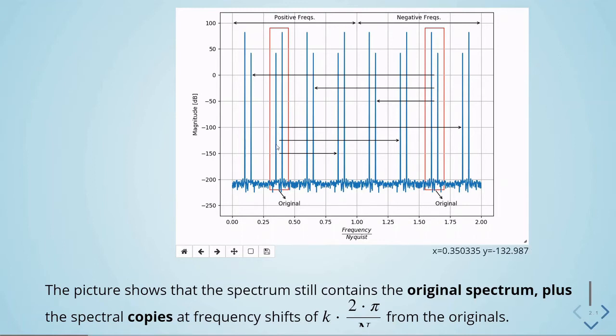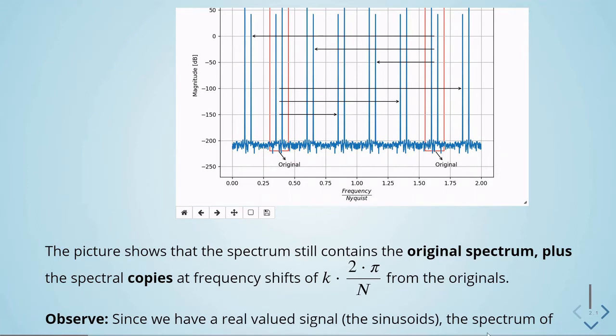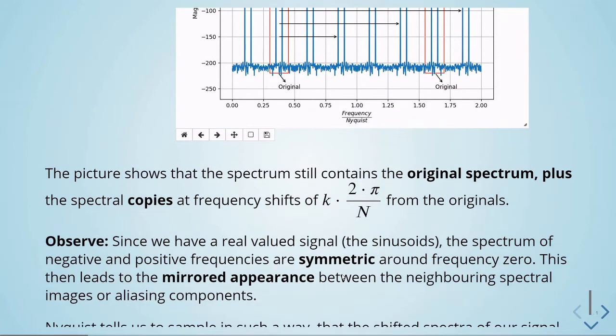We can see that the original signal in the positive frequency appears here, here, and here, and the negative frequencies also appear here and here. So this picture shows that the spectrum still contains the original spectrum plus the spectral copies at frequency shifts of k times 2 pi divided by capital N, where N is our downsampling factor from the original signal.